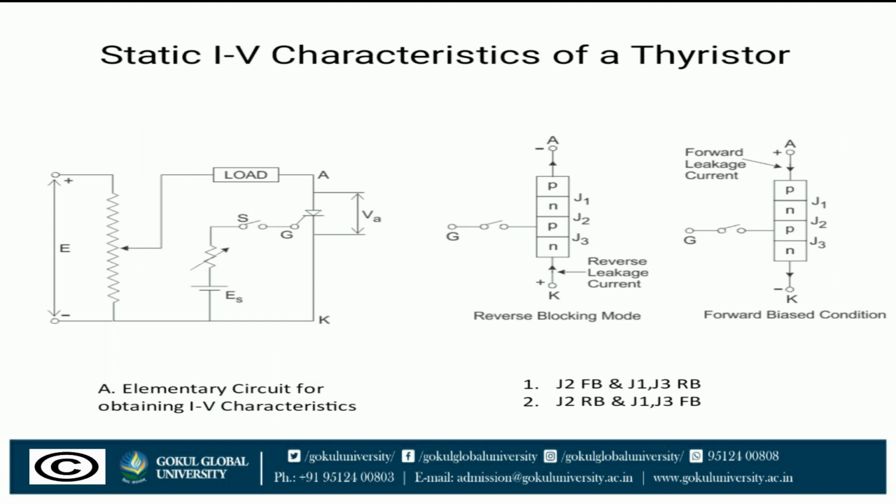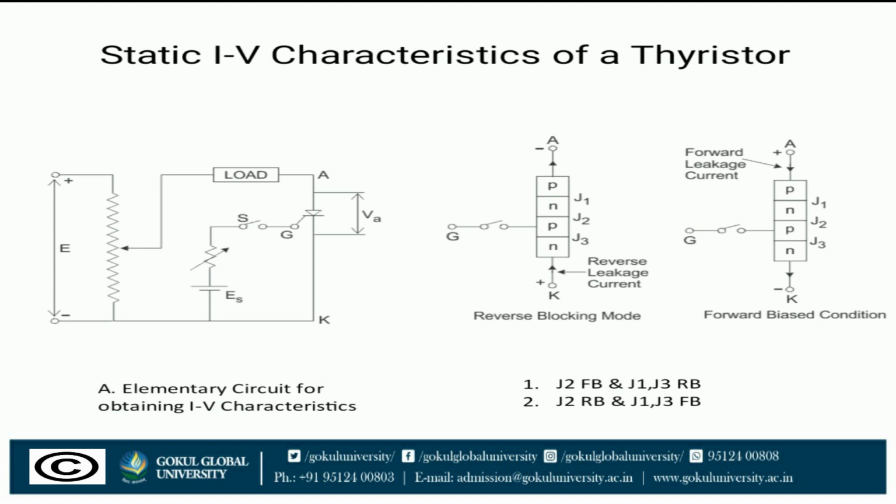Now we will proceed towards the VI characteristic of a thyristor. You can see here the diagram of the elementary circuit for obtaining VI characteristics. The reverse blocking mode: let us consider the anode terminal negative with respect to the cathode terminal and the gate circuit open. In these conditions, junctions J1 and J3 are in reverse bias, but junction J2 is in forward bias. This is the condition of reverse blocking mode.